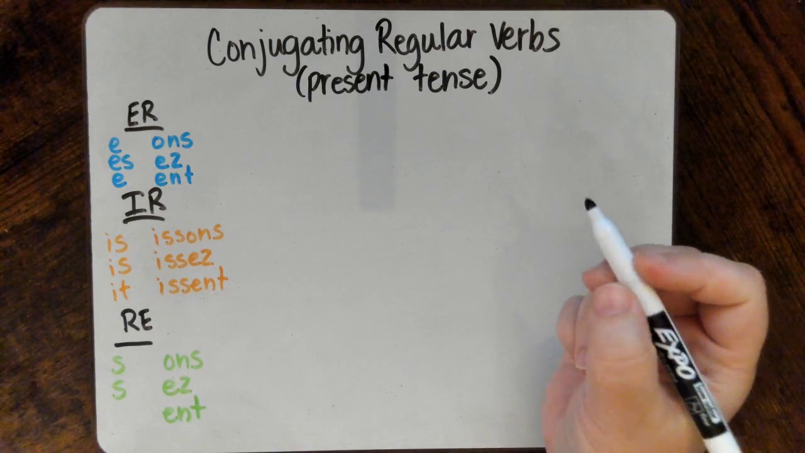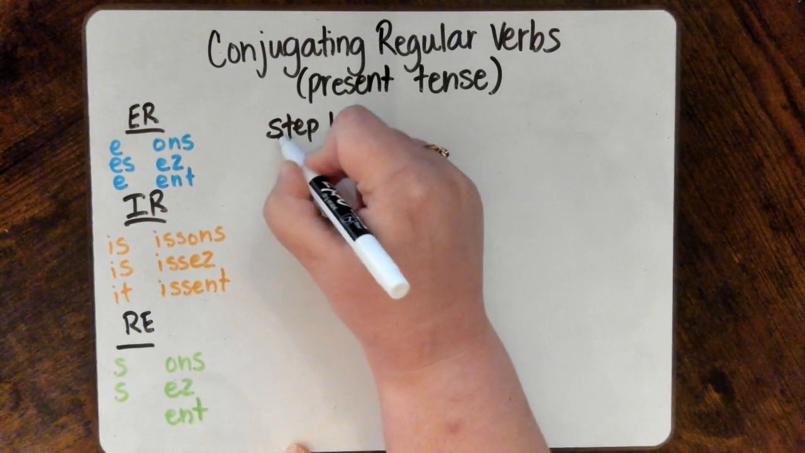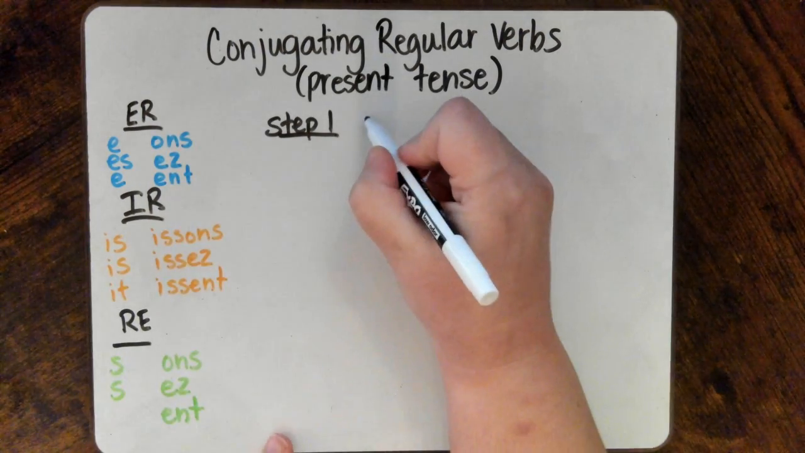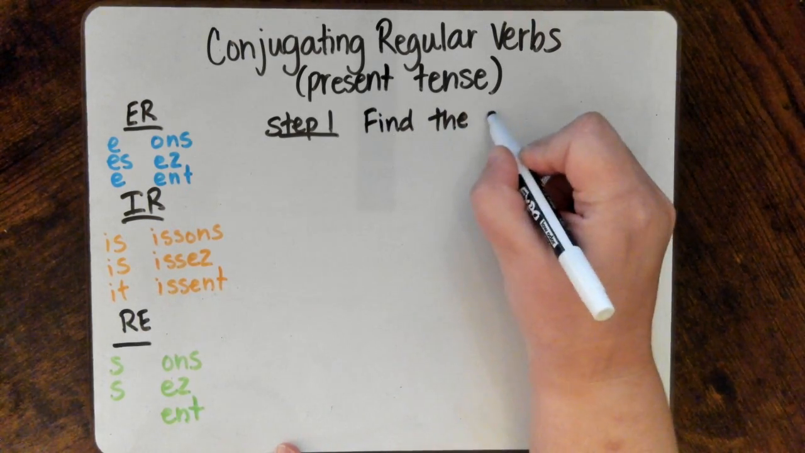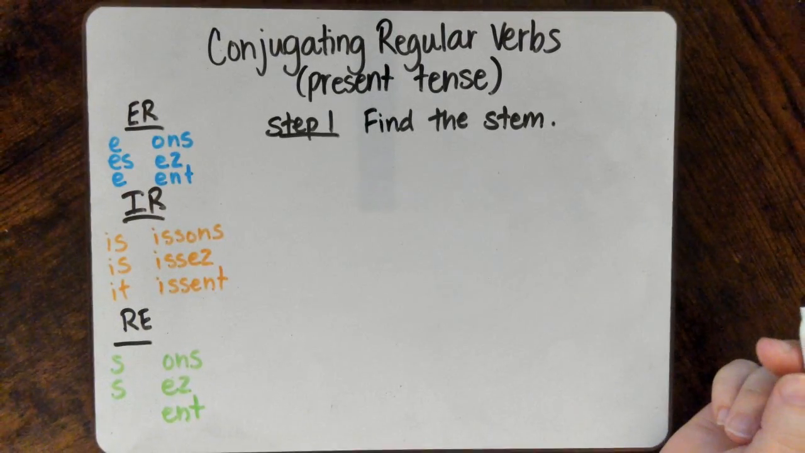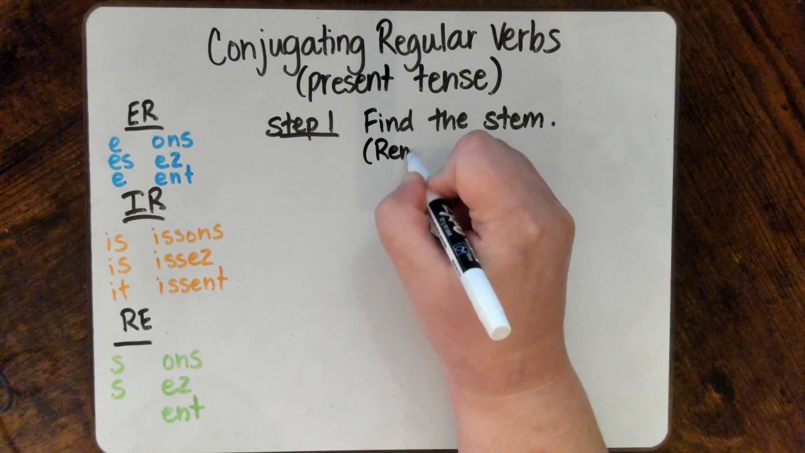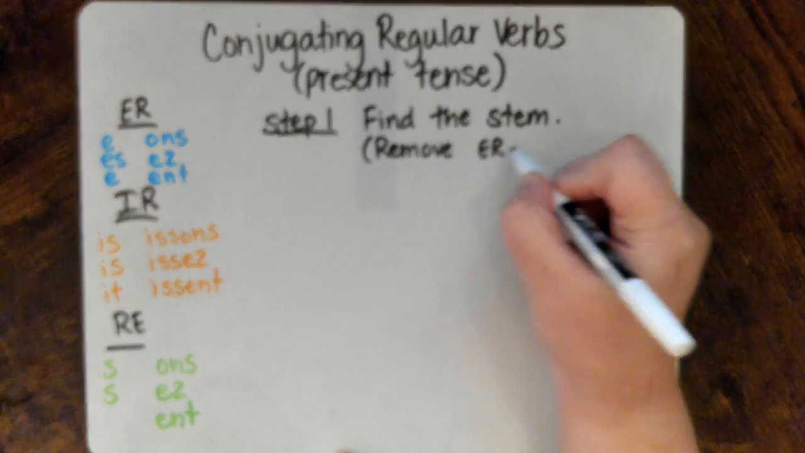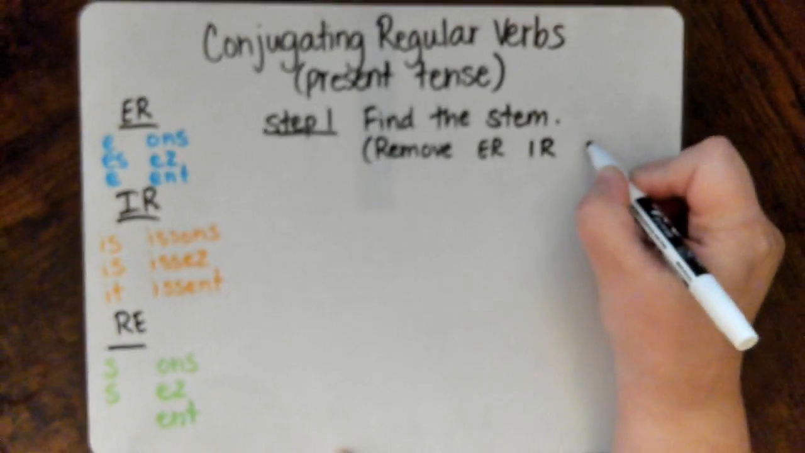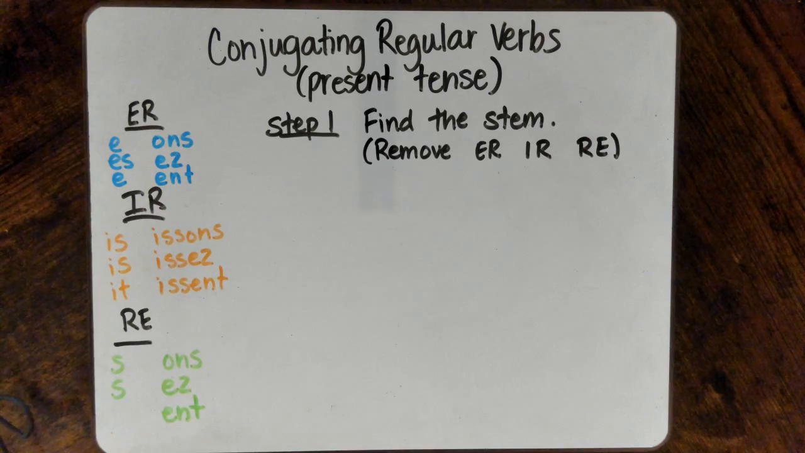There are two steps to conjugating a regular verb. Step 1 is to find the stem. To find the stem, you're going to remove either the ER, the IR, or the RE from the end of the infinitive. So it just depends what kind of verb you have.